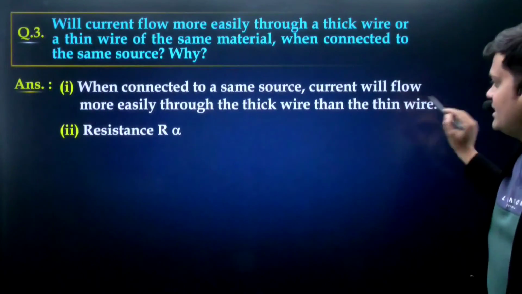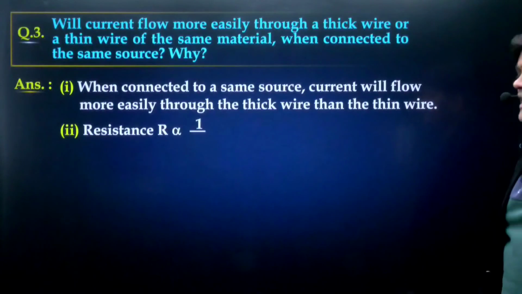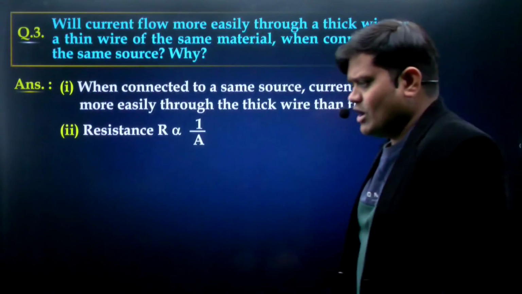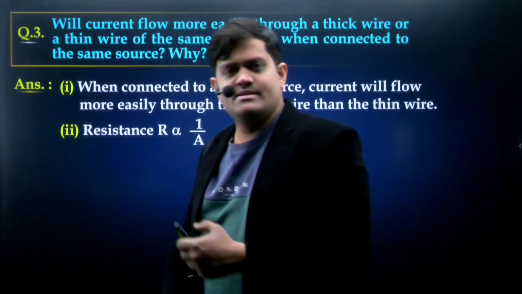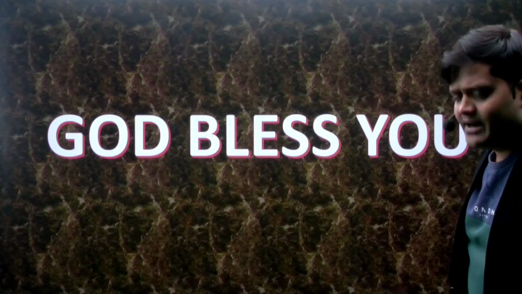R is proportional to what? That is 1 upon A. If the cross-section is more, then the resistance is less. Okay, my dear, this is complete. These are the 3 numericals.